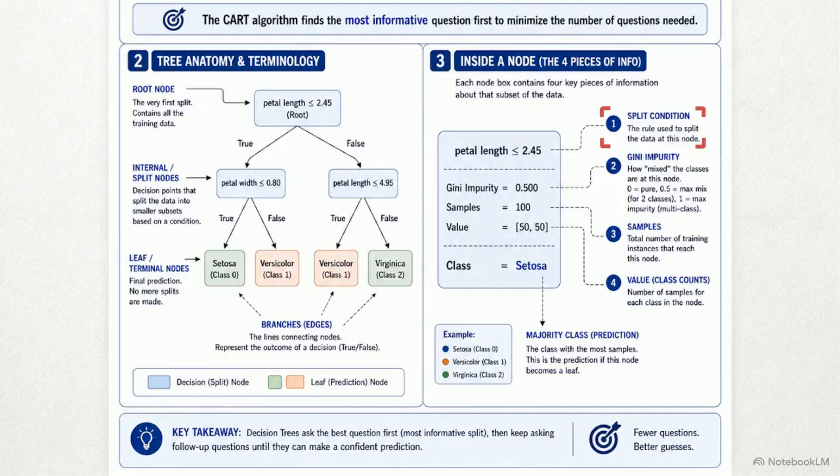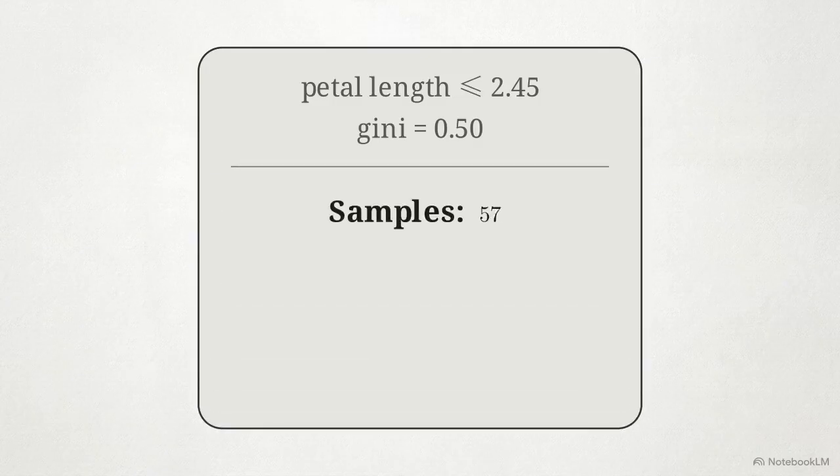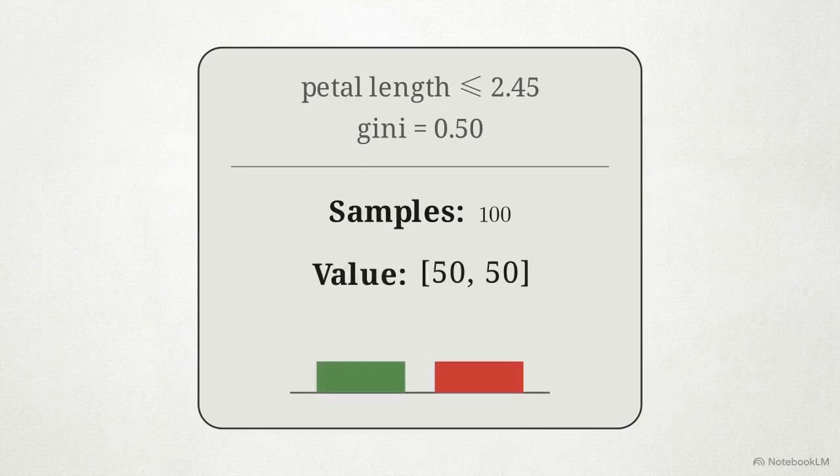First is the split condition, which is the rule dividing the data. Second is the Gini impurity, measuring how mixed the categories currently are. Third is the total number of samples that reached this node. And fourth is the value, showing the exact class breakdown of those samples.